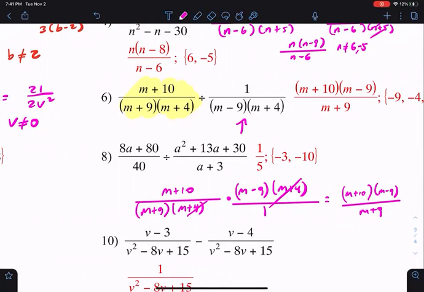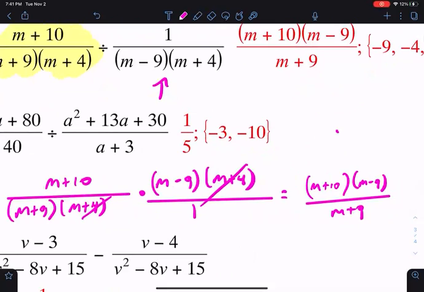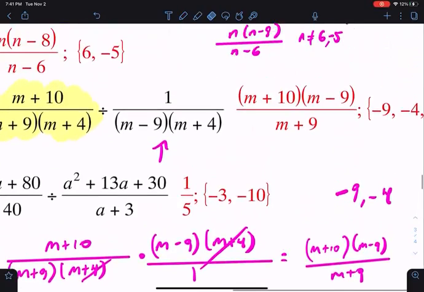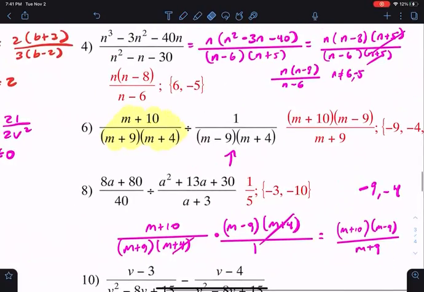-9 is one of the answers, right? Because if you put -9 here, that will give you division by 0. And -4 is also one of the solutions. They cannot be the answer, right? Because if you put -4 here, that would be 0 too. So you cannot do that, right? So that's it. That will be the solution for this problem.